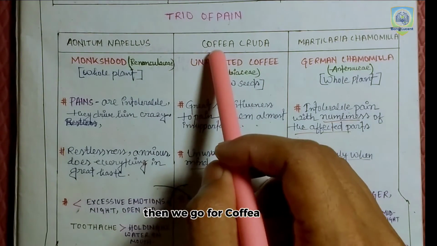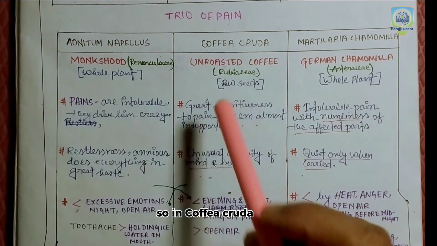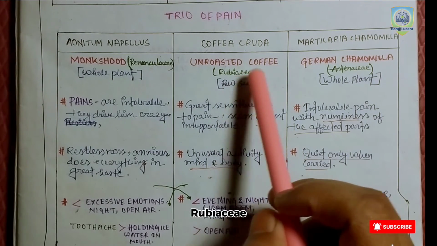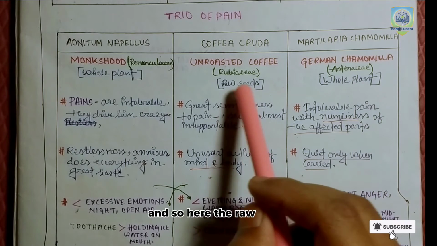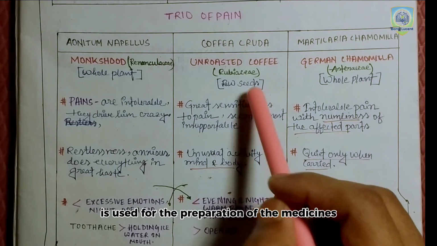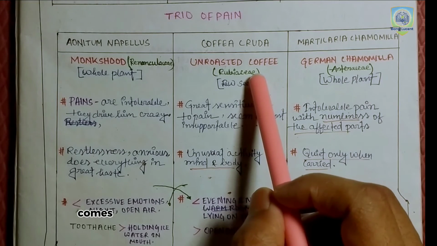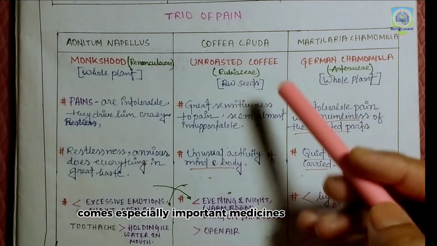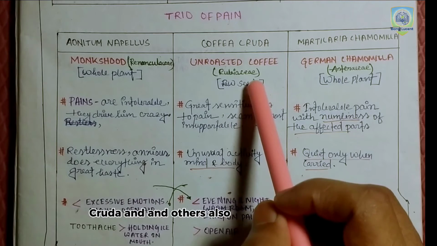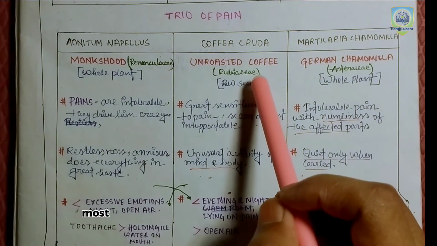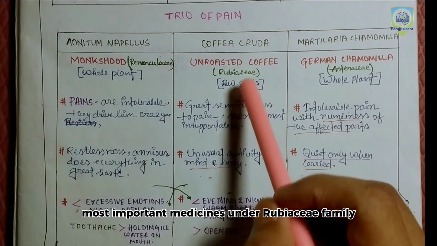Then we go for Coffea cruda. In Coffea cruda, the common name is unroasted coffee, and it belongs to the family Rubiaceae. The raw seeds are used for the preparation of the medicine. Under the Rubiaceae family, the especially important medicines are Coffea cruda and others like China and Ipecac. So these three are the most important medicines under the Rubiaceae family.